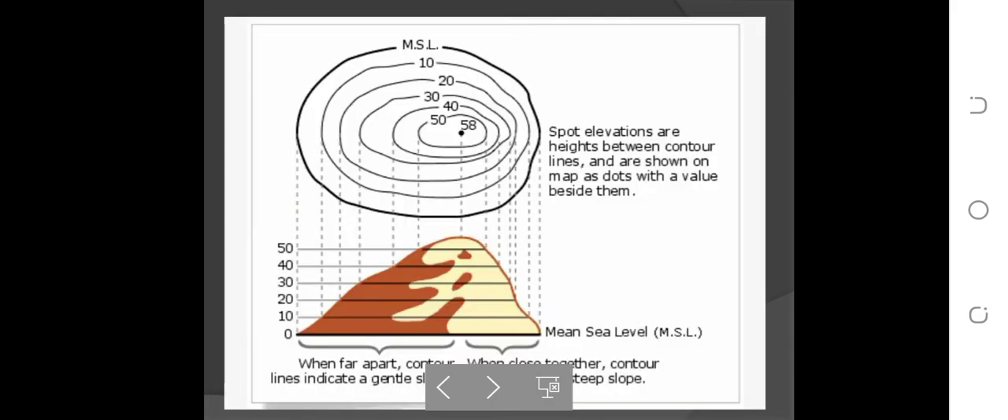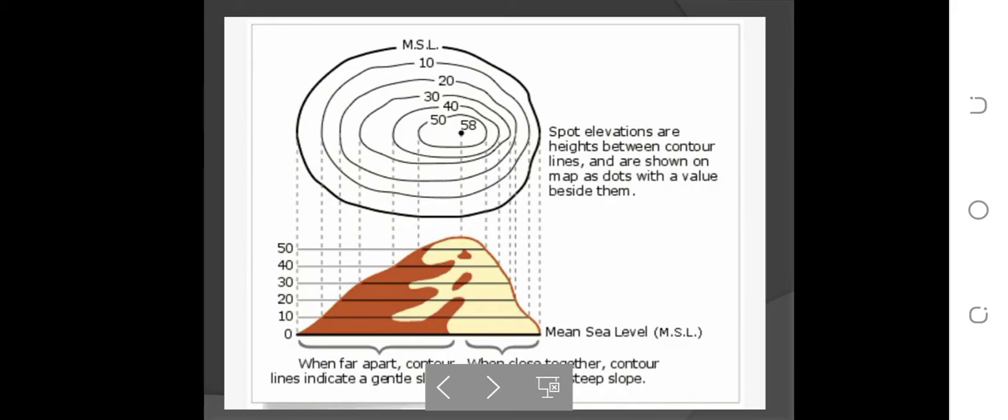See here, as we are drawing the contour lines, first we have to draw the 0 meter contour lines. That means there are some places that are at mean sea level. The height of those places is equal to the mean sea level. So first we have to draw the mean sea level contour lines. Then we have to draw the 10-meter contour line, then the 20-meter contour line, then 30, then 40, then 50. First we have to draw the lower height, then the higher height.